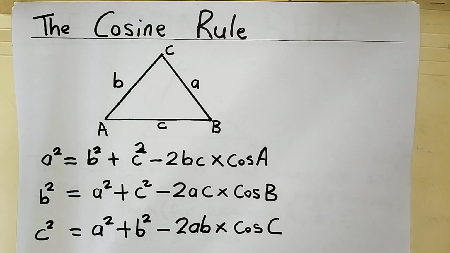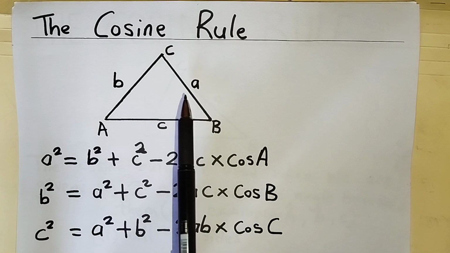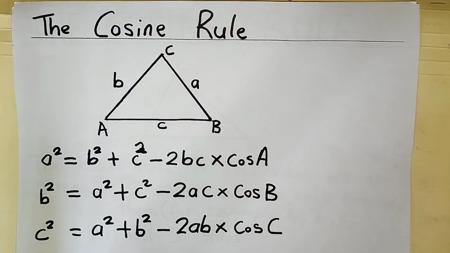This is how we use the cosine rule. For example, if we want to find the side length, let's say you want to find the length of a, we raise that a to the power 2. So a squared equals b squared plus c squared minus 2 multiplied by b multiplied by c multiplied by cos A.